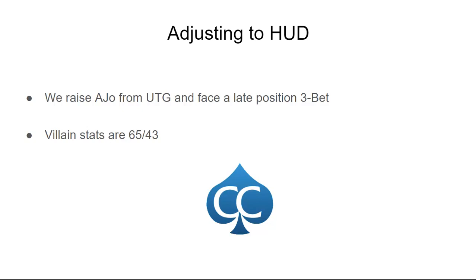But if our opponent is playing 65-43, that means that they're VPIP, they're voluntarily entering the pot 65% of the time, aka this person is a maniac.